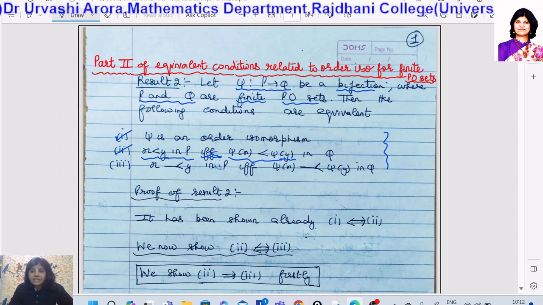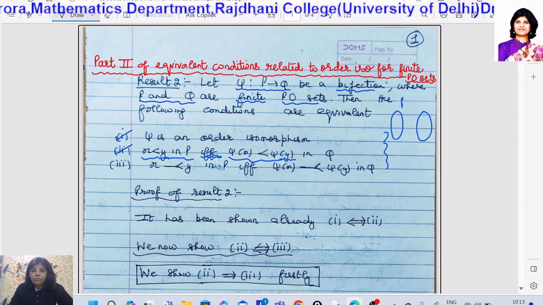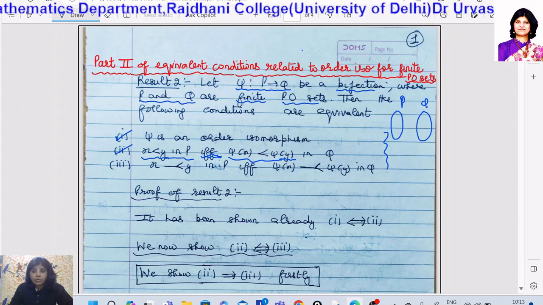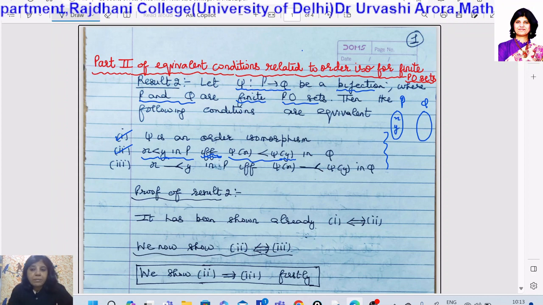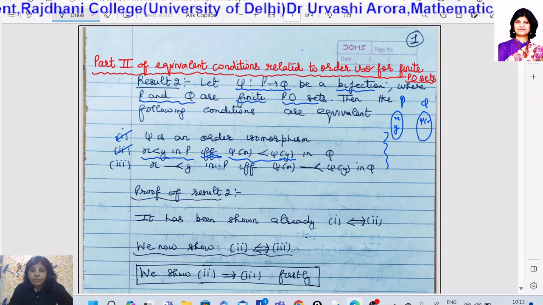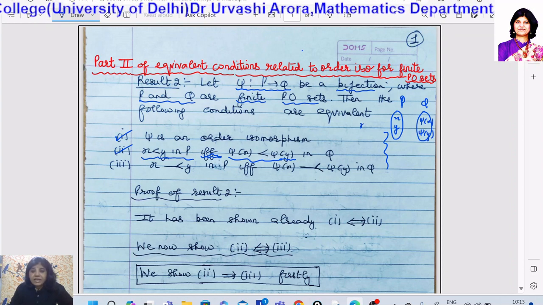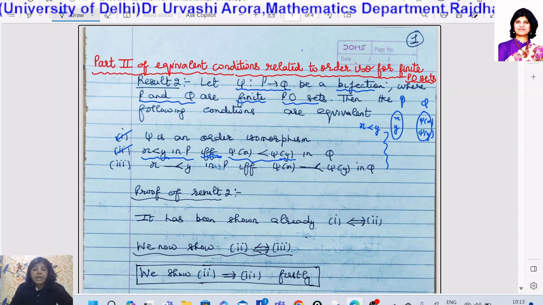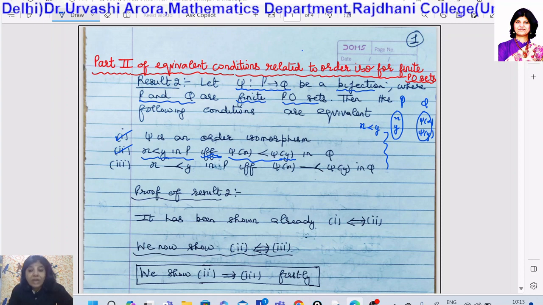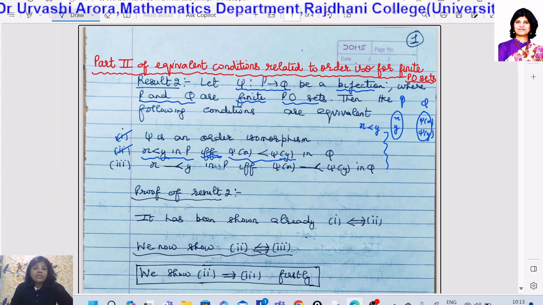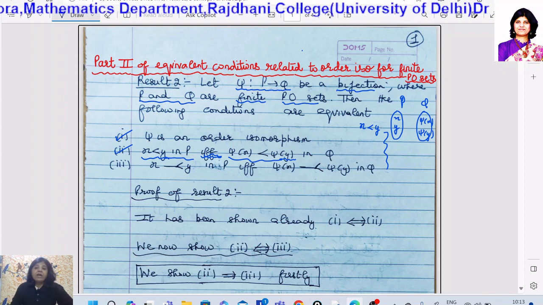And pictorially, this is the picture. There are two PO sets P and Q, which are also given to be finite, and X and Y are two elements taken in P. Then correspondingly the images of X and Y will be psi X and psi Y. And the second condition says that if X is strictly related to Y in P, which means X and Y are elements of P, and X is related to Y in P, but X is not equal to Y. Strictly related means that X and Y are related, but they are distinct, they are not equal.